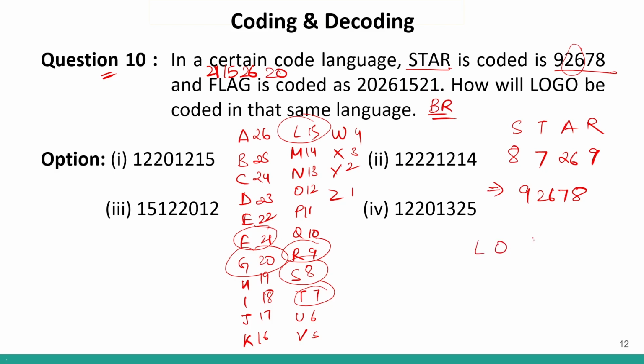So we'll do the same thing for logo. For logo, the backward ranks will be L is 15, O is how much? 12, G is 20 and O is again 12. So if I write them in reverse order, it will be 12, 20, 12 and 15. So this code is given in option number 1. So option number 1 will be the correct answer to this question.